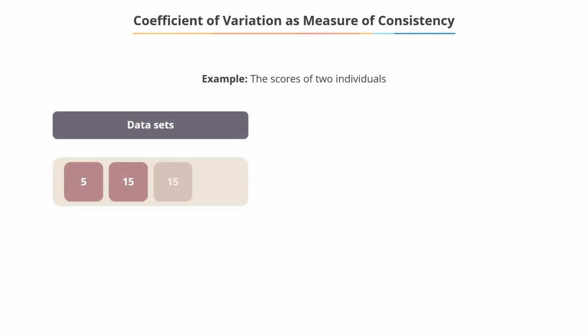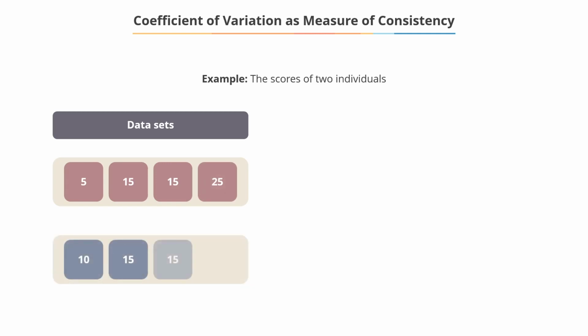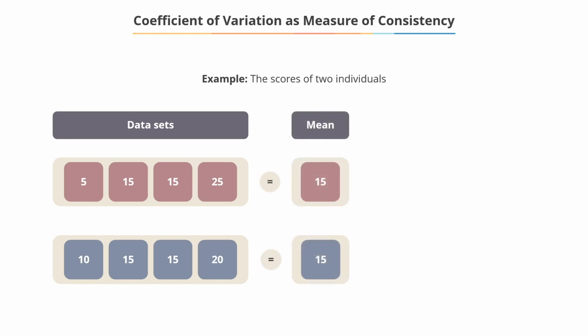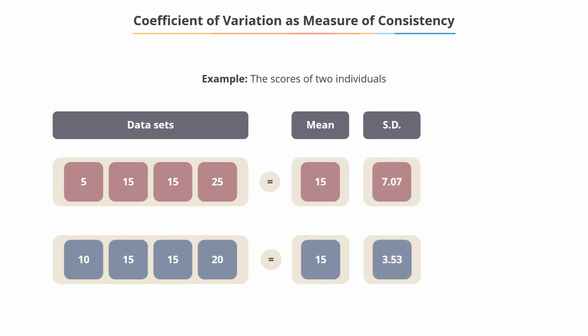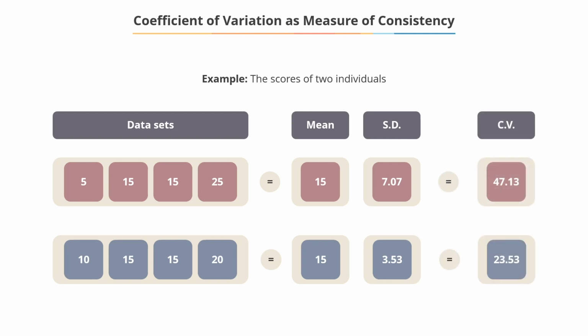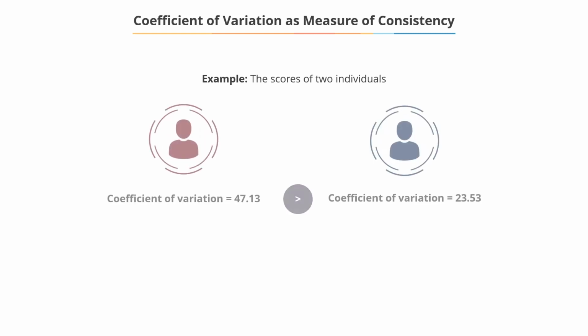5, 15, 15, 25. 2, 10, 15, 15, 20. You know that the mean of both datasets is 15, and the standard deviations obtained earlier are 7.07 and 3.53. Hence, the values of the coefficient of variations are 47.13 and 23.53 respectively. The second individual is more consistent.